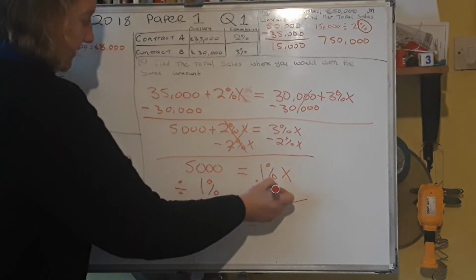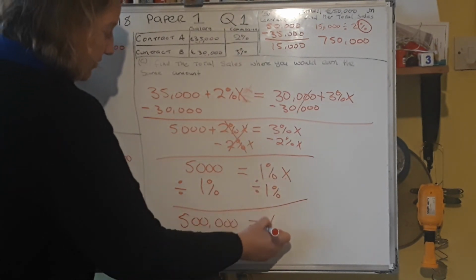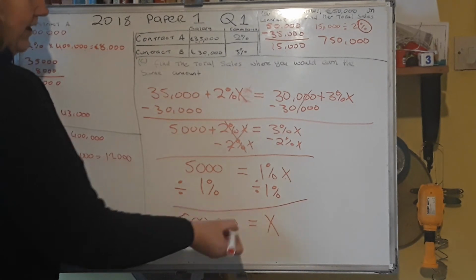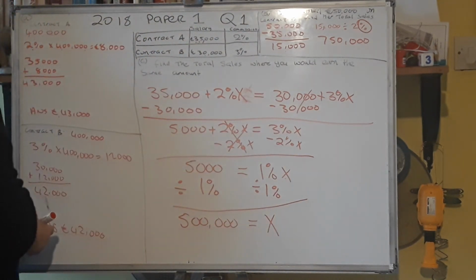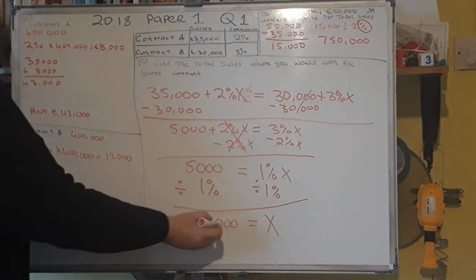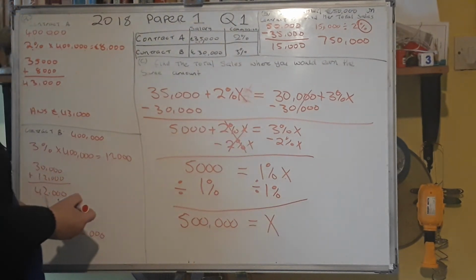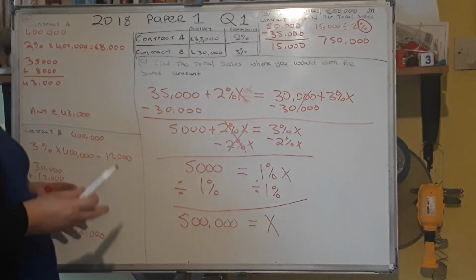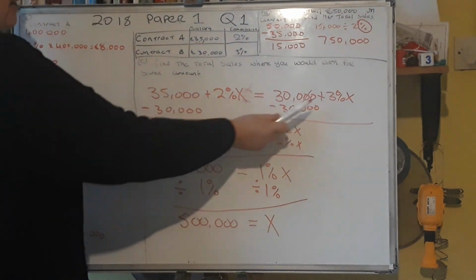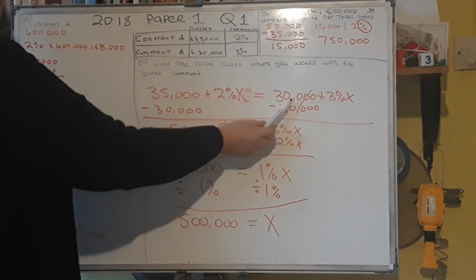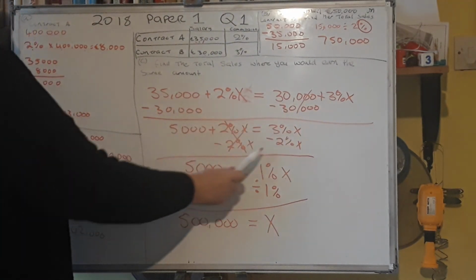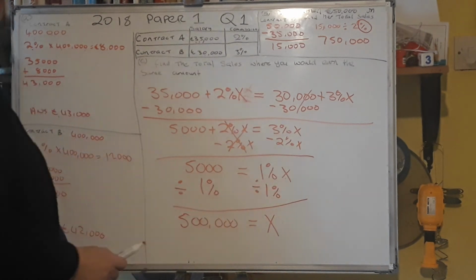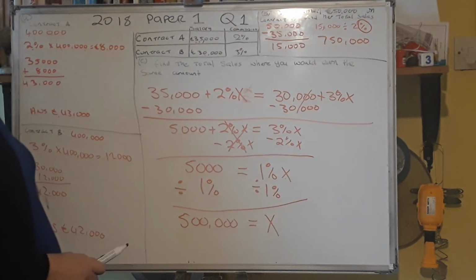Equals 1% divided by 1% is just X, or 1X if you want. Okay, so that's your answer. 500,000 is what X is equal to. So it's just like any other thing where you have X here and X here. Get your numbers on one side, your X on the other side, and then just divide by whatever's in front of the X. Okay?